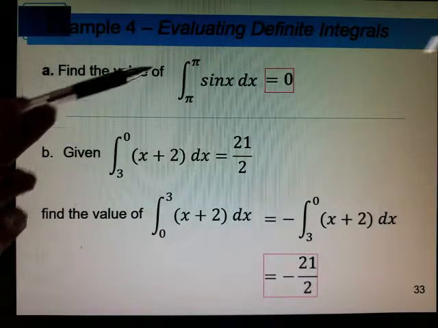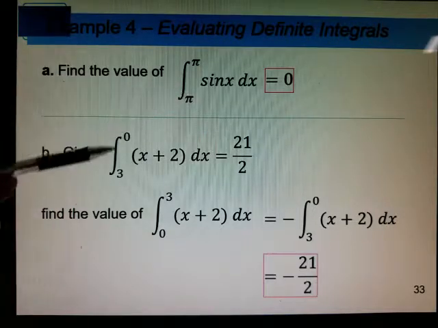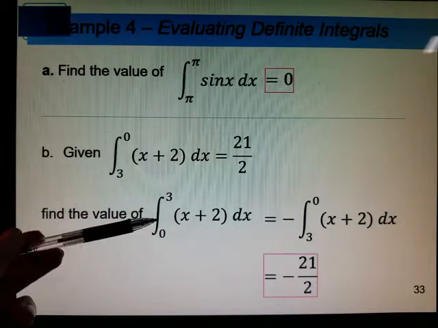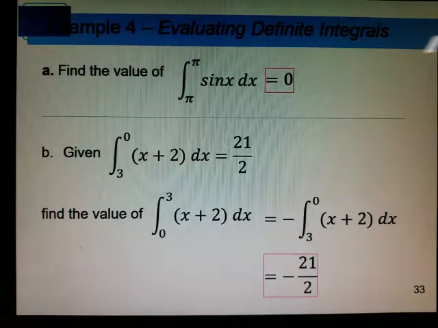Well, therefore, then it would be the opposite of that, which would be negative 21/2. So kind of pay attention sometimes. If these are the same, it's going to be 0. If these numbers reverse from a given to what you have to find, then it would be the opposite of that answer.